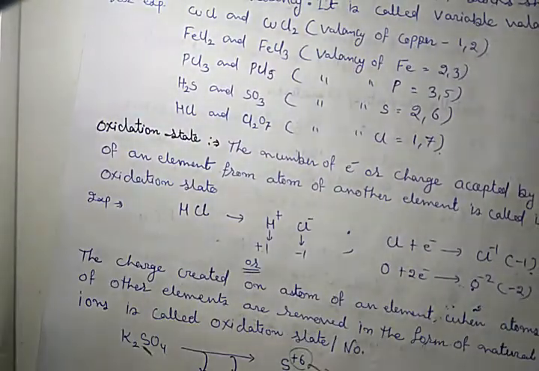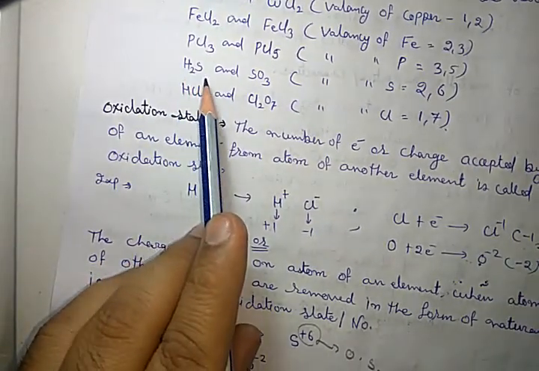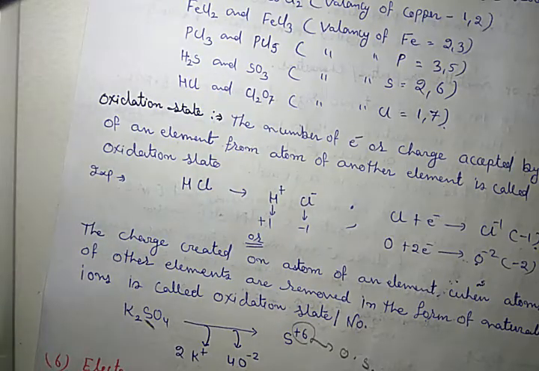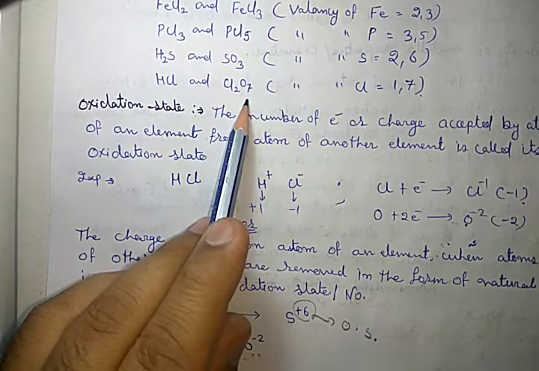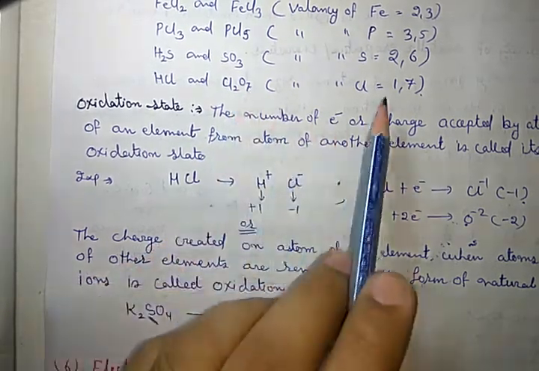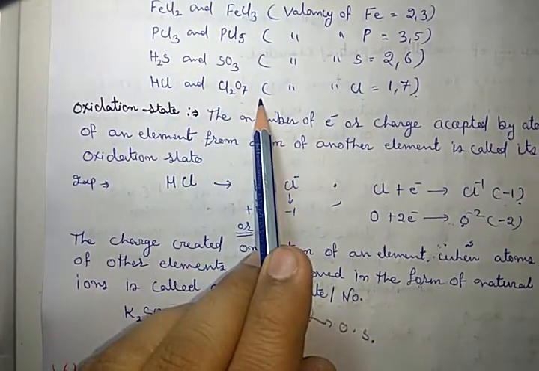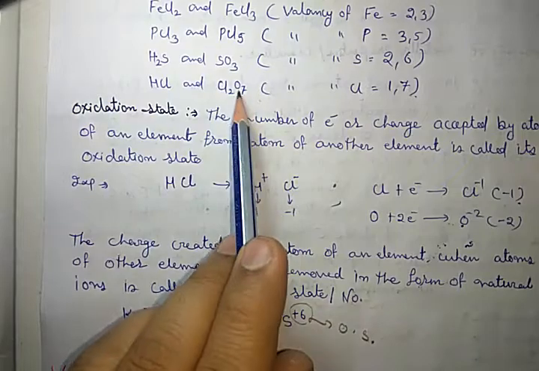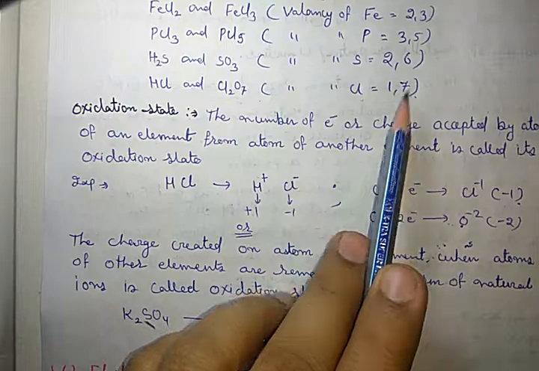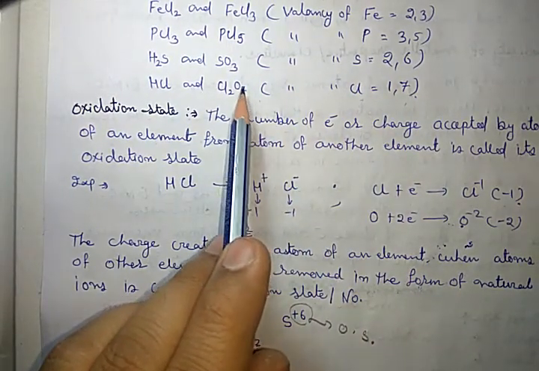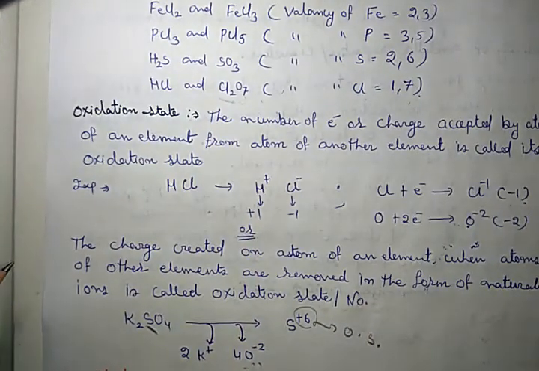To clear up our last point, let me discuss a few examples. Here it is HCl and Cl2O7. In HCl the valency of chlorine is 1, and in Cl2O7 the valency of chlorine in that compound is 7, because oxygen's 2 times 7 is 14, but there are 2 chlorine atoms, so 14 divided by 2, that answer is 7.